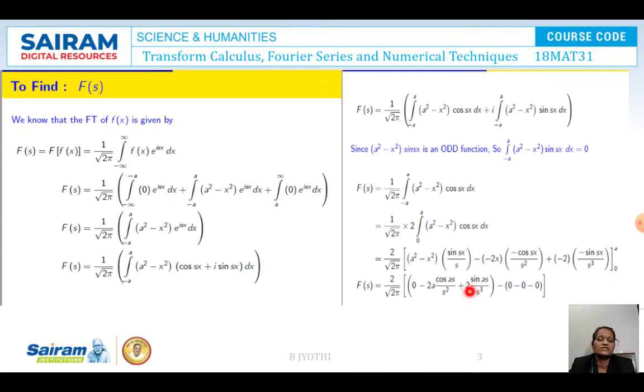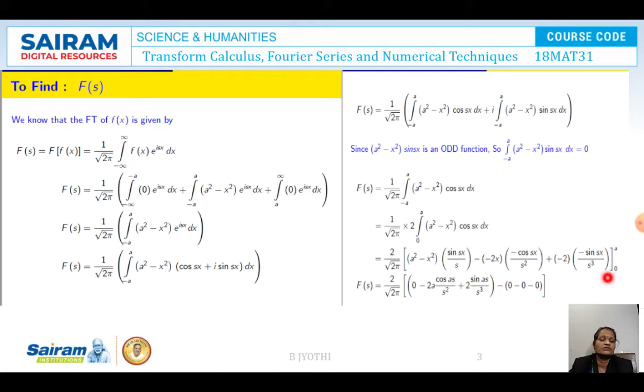Now when we substitute 0 to a, the first term will be a² − a², which is 0. The second term, with the signs, will be minus only, 2a cos as/s². The third term, minus into minus, is plus 2 sin as/s³.